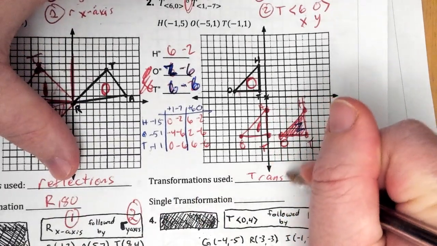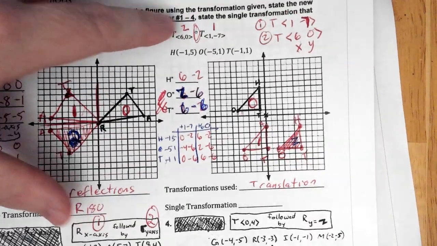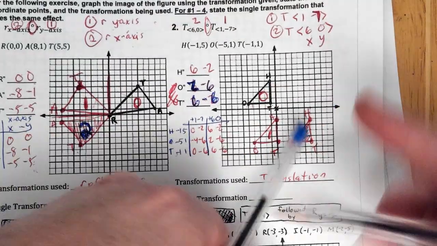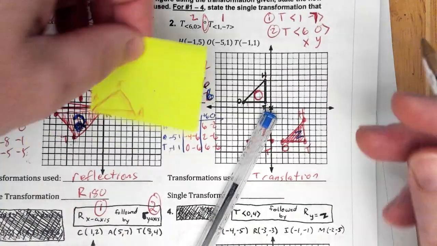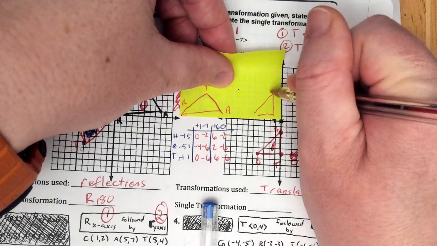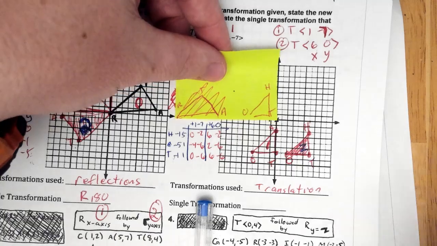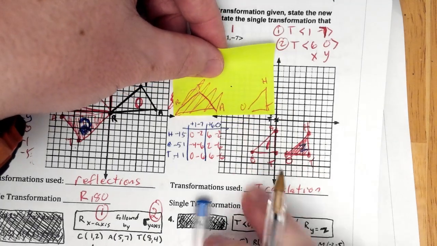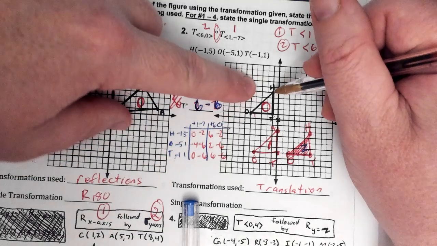We translated, so we used translation. And what was a faster route to get there? Okay, what was a faster route to get from 0 to 2? Well, all I did was, if I take this picture, where this is H, this is O, and this is T, we can ignore this. What was a faster way to get from here to here? Just slide it over, right? We just slid it. So how much did we slide?